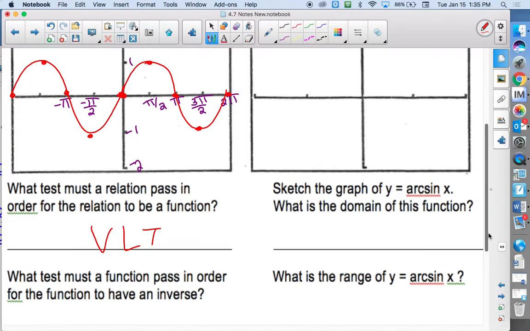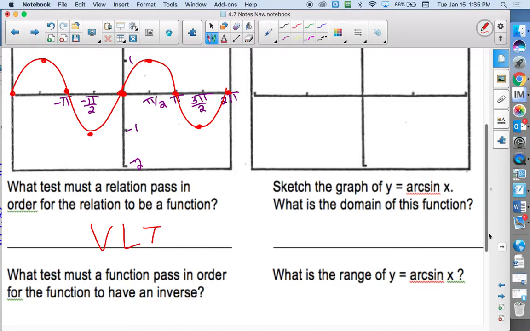Yes, all the time. So, vertical line test. Is this sine wave a function? Does it pass the vertical line test? Yes. All right, the second question, what test must a function pass? So once we say yes, it's a function, what test must it pass in order for the function to have an inverse, Kate? The horizontal line test.